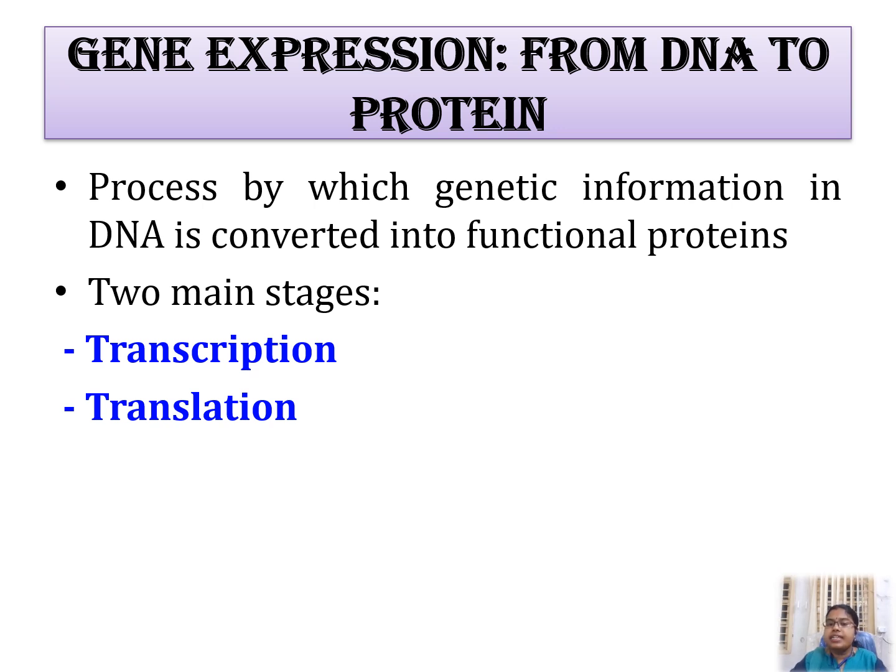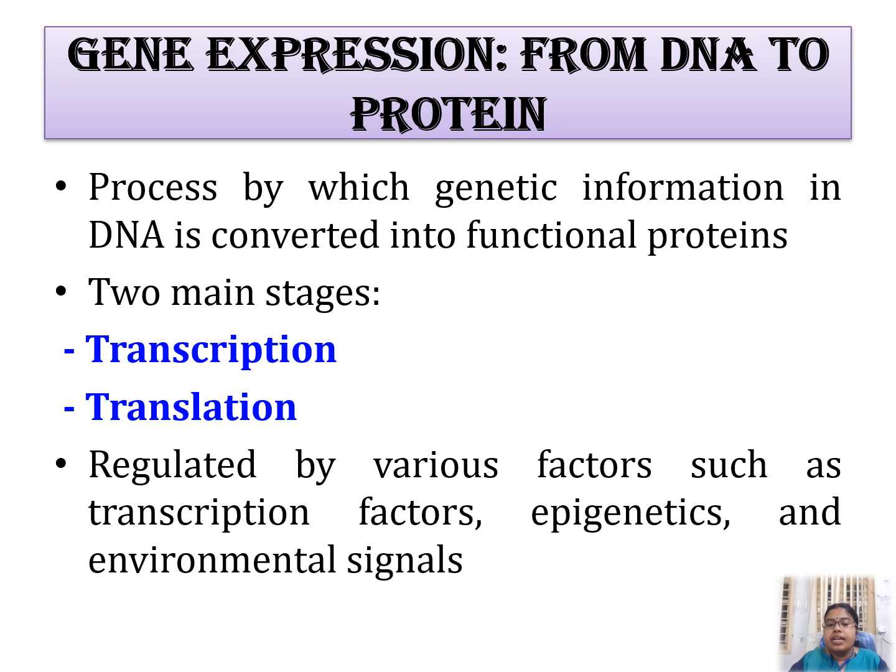DNA carries the genetic information from one generation to another. When this information is transmitted from DNA to RNA and finally to protein, then ultimately the gene is expressed with the same genetic information. It is regulated by various factors such as transcription factors, epigenetics, and environmental signals.